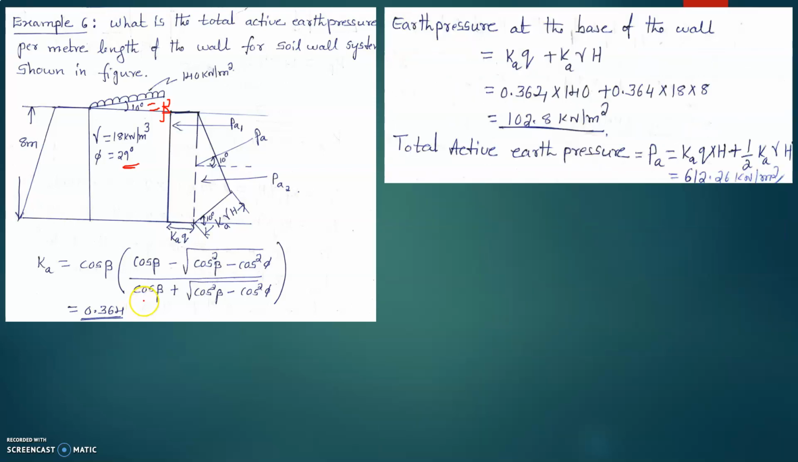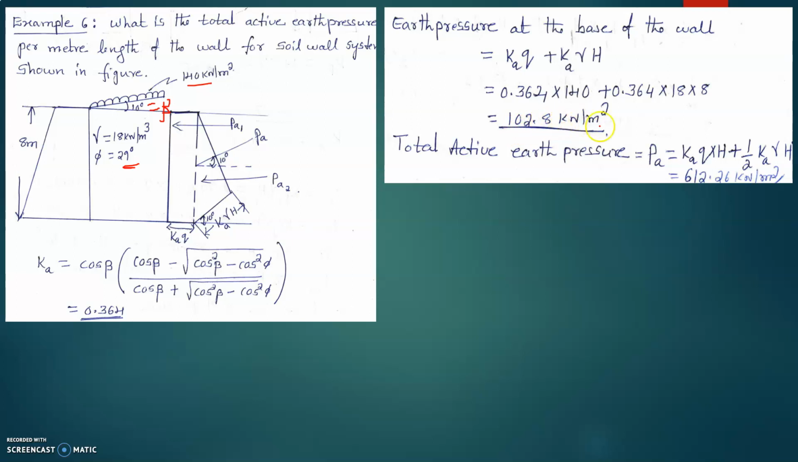After that, you have to calculate the earth pressure at the base of the wall. At the base of the wall, that is Ka into Q plus Ka into gamma into H. Ka is 0.364 into Q, Q is 140, plus Ka 0.364 into gamma, gamma is 18, into H. H is the total height, that is 8 meter. So we will get 102.8 kilonewton per meter square.